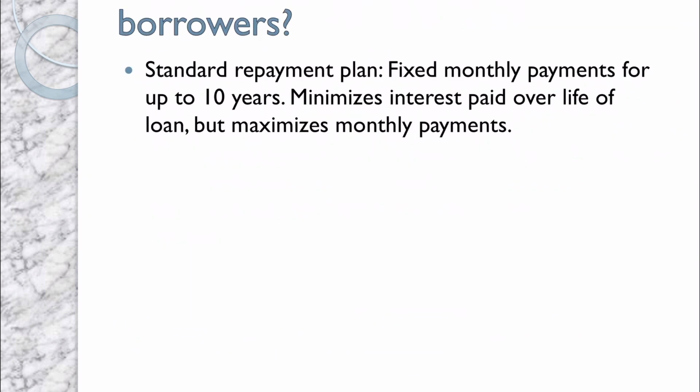So moving into what are some payment options for borrowers once you graduate, what are some different ways that you can pay off these student loans? One would be a standard repayment plan, which is fixed monthly payments for up to 10 years. This actually minimizes the interest paid over the life of the loan, but maximizes your monthly payments, so you're paying less interest and really just paying off the amount that you borrowed.